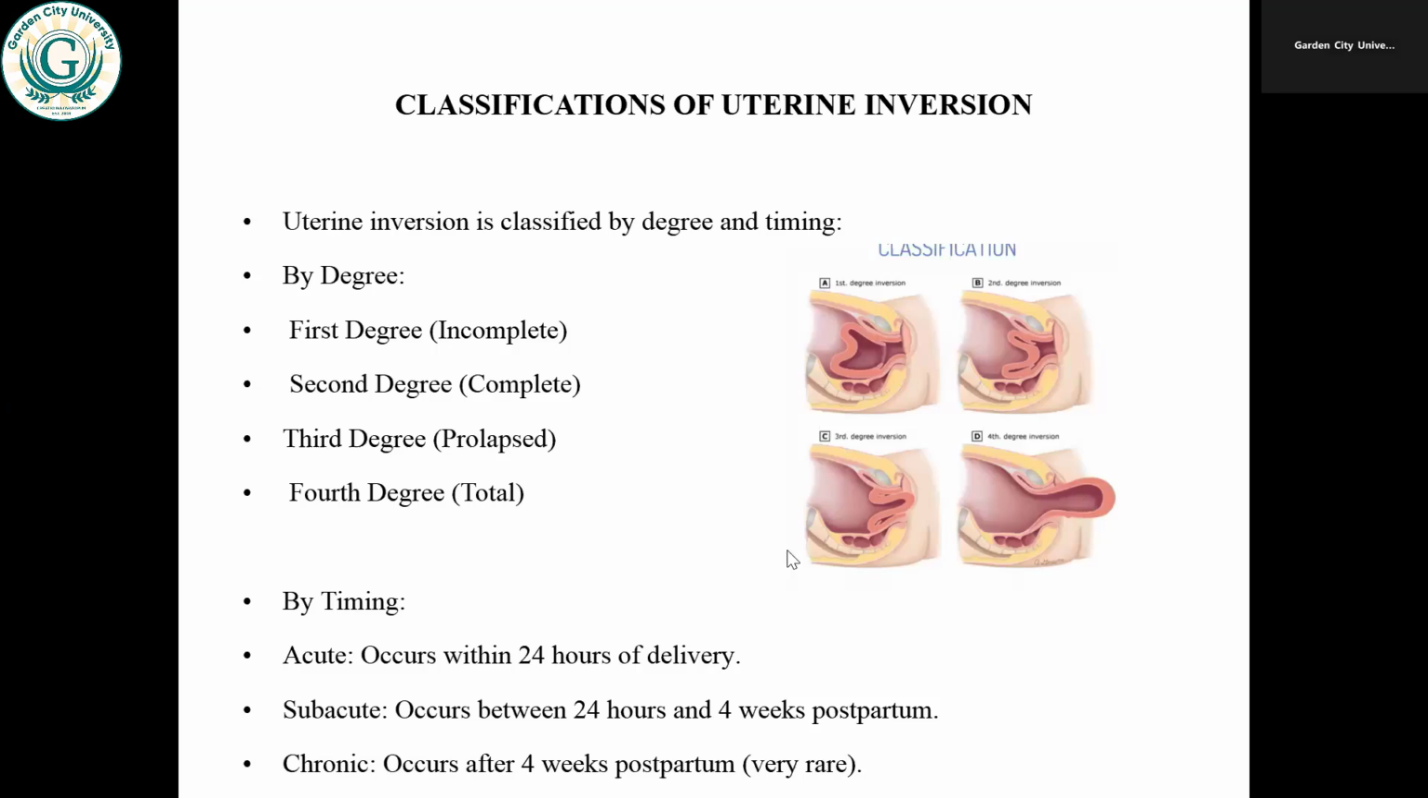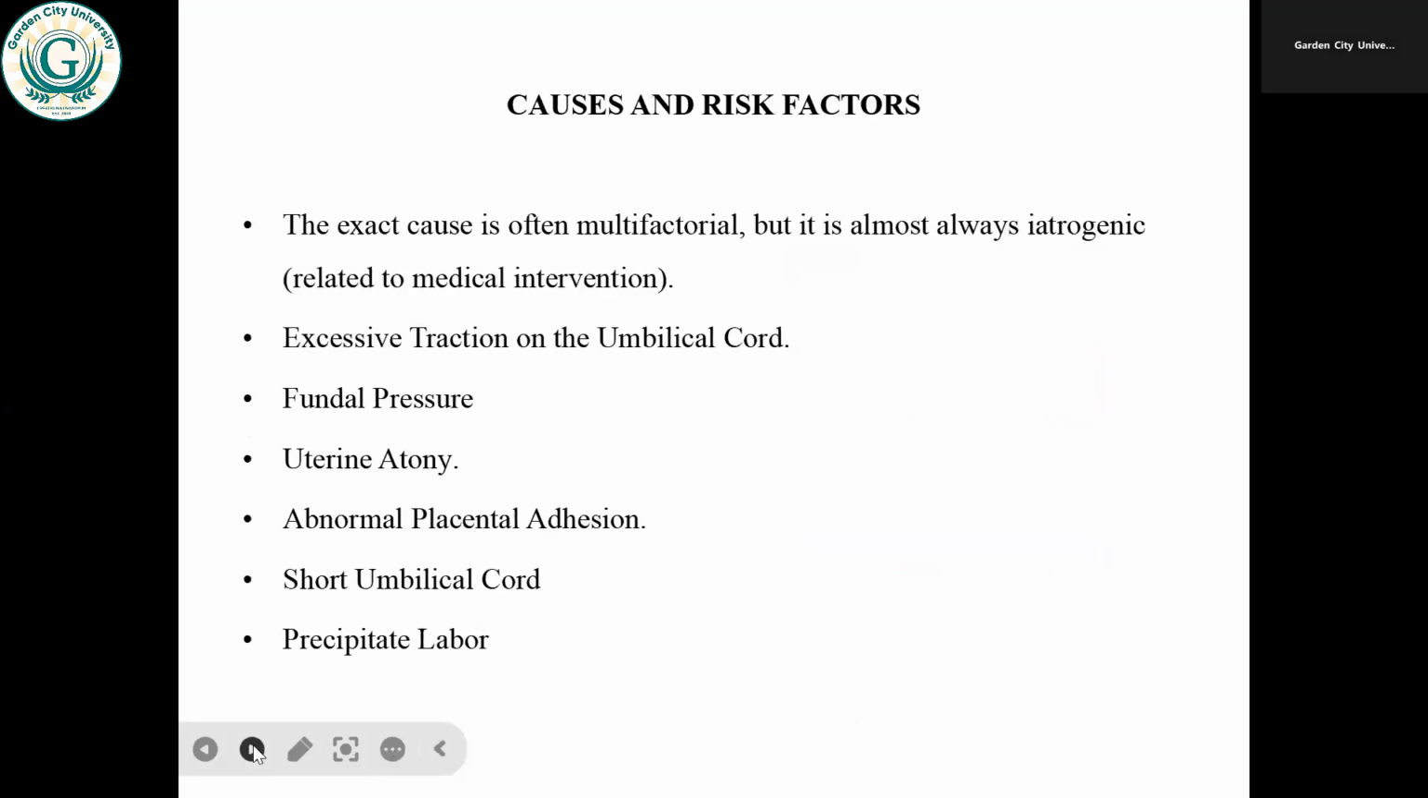Let's move on to the other classification. That's the classification by timing. We have the acute, subacute, and chronic. With the acute inversion, it occurs within 24 hours of delivery and is the most common. We also have subacute, which occurs after 24 hours and within a period of 4 weeks postpartum. We also have the chronic inversion, which occurs after 4 weeks postpartum, which is very rare. Causes and risk factors. Next slide, please.